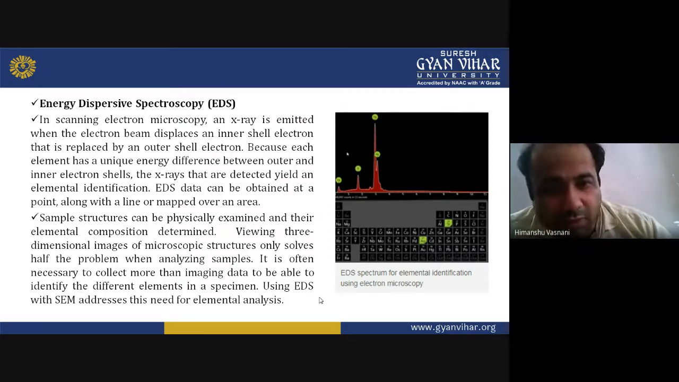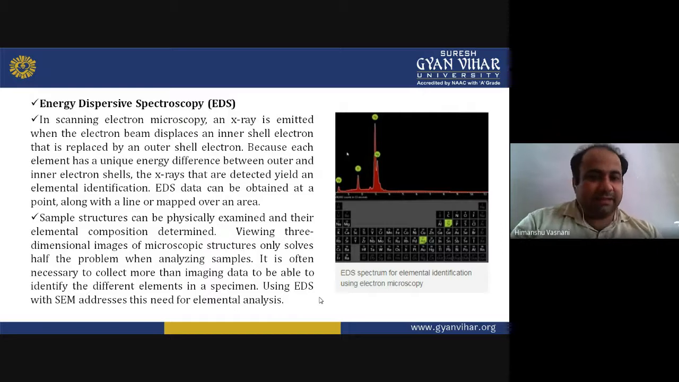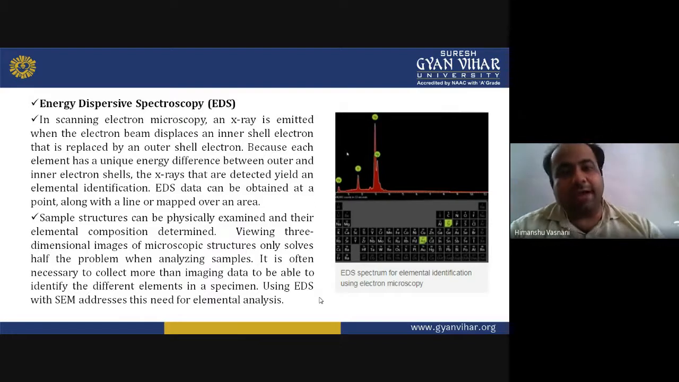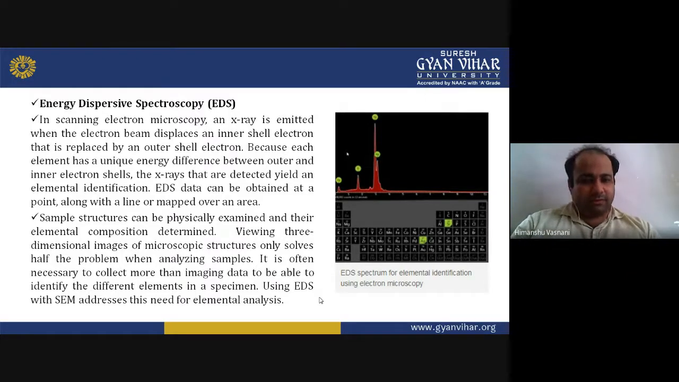Viewing three-dimensional images of microscopic structures only solves half the problem when analyzing samples. It is often necessary to collect more than the imaging data to be able to identify different elements in a specimen. So using EDS with SEM addresses this need for elemental analysis.